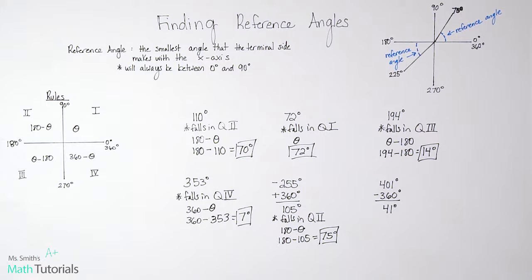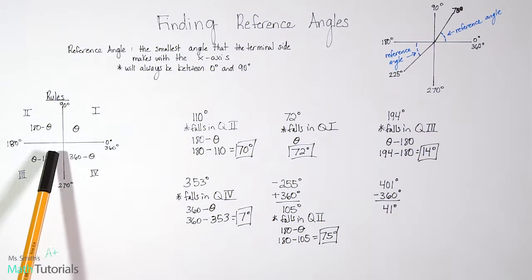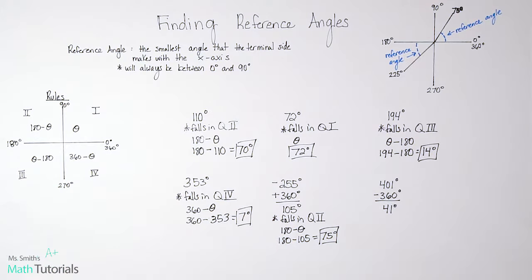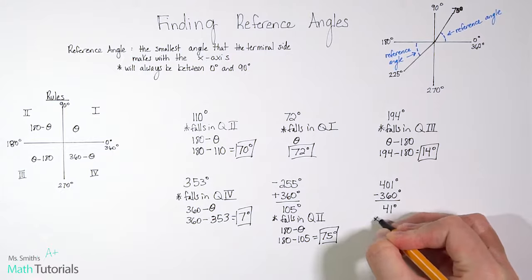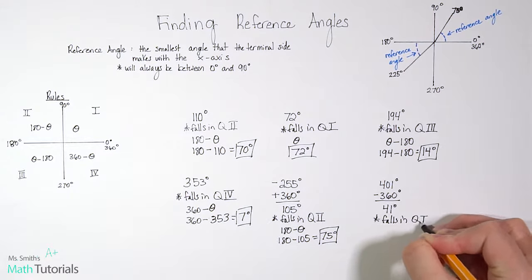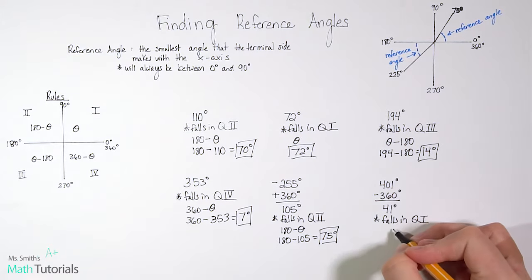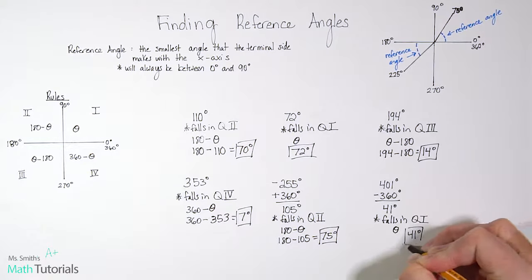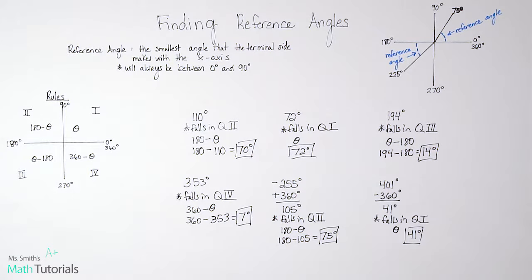41 degrees definitely falls in the frame that we need. And 41 degrees would actually be between 0 and 90. So that would fall in quadrant 1. Let's note that. And what's the rule for quadrant 1? Well, it's just theta. It's just whatever the angle is, that's your reference angle. So in this case, our angle is just 41, so our reference angle is 41 degrees.